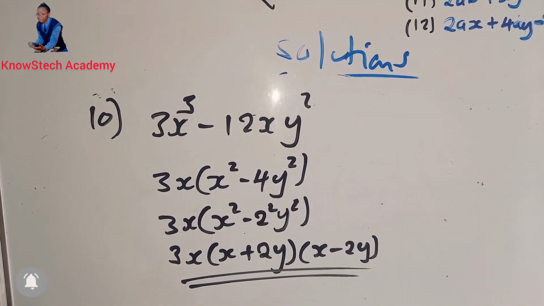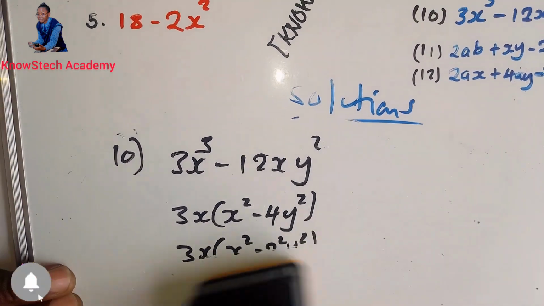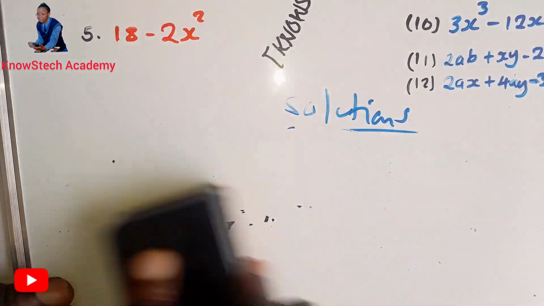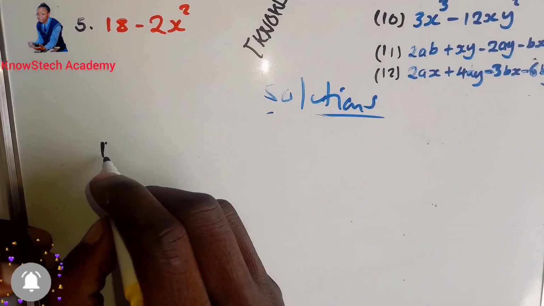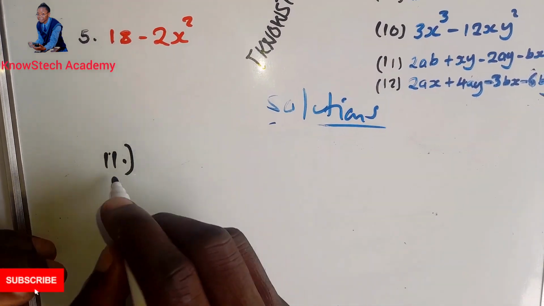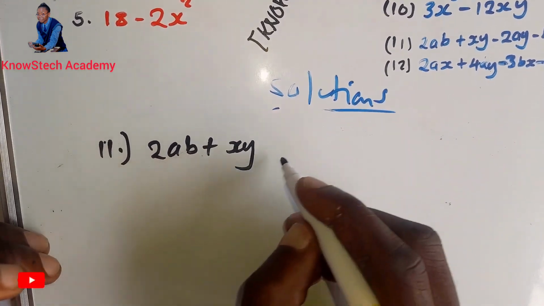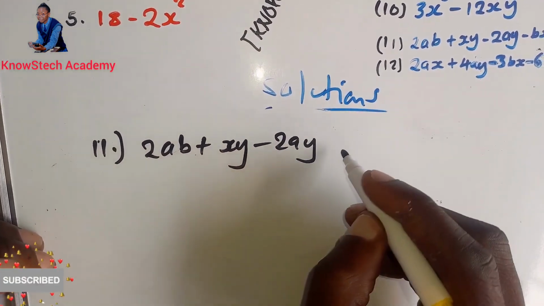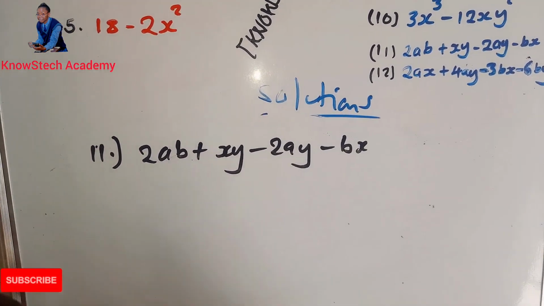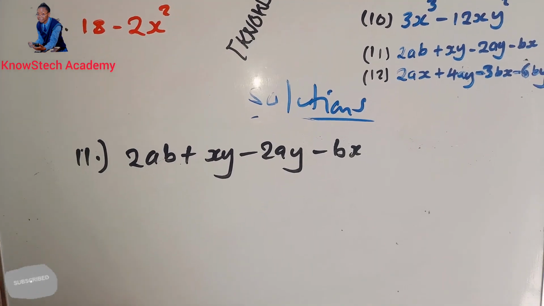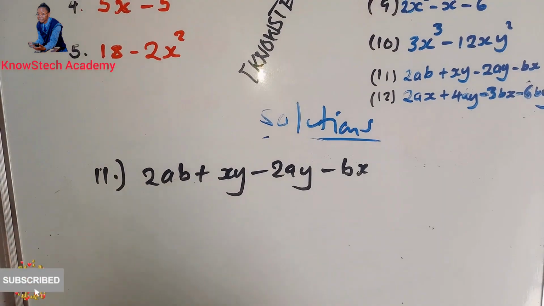Okay, let's go to the second last question. Okay, second last question. Question 11, we have 2ab plus x squared minus 2ay minus bx. So this is already it's grouping terms. Okay, we can factorize by grouping here.